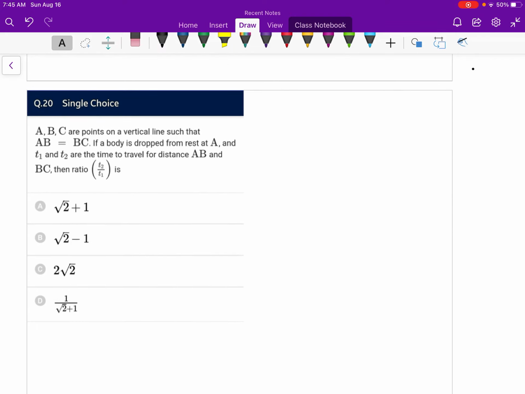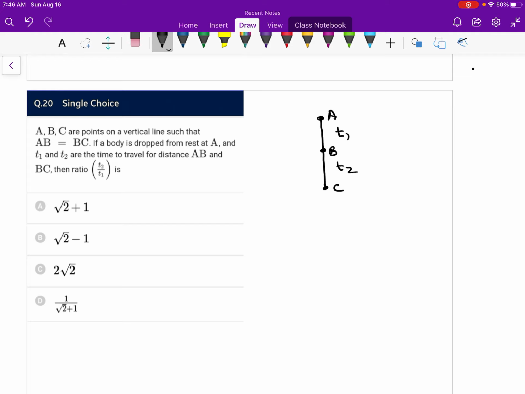A, B, C are points on a vertical line such that AB equals BC. This is A, this is B, and this is C. If a body is dropped from A, and T1, T2 are the times taken from A to B and B to C, then what is the ratio T1 to T2?